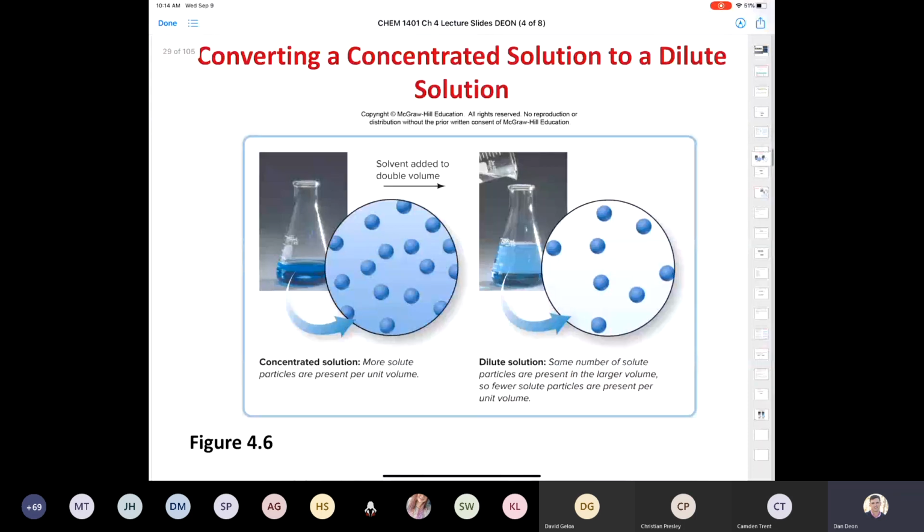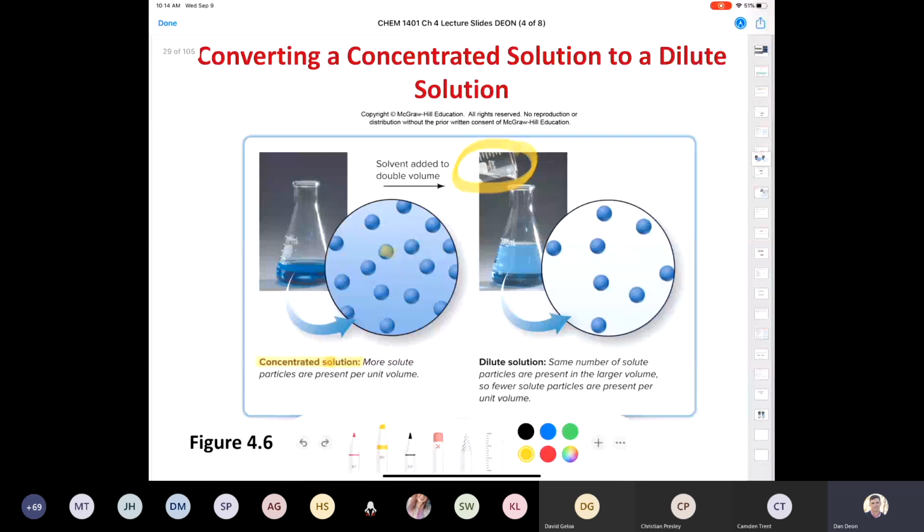What else can you do? It says here, converting a concentrated solution to a dilute solution. Here we have a concentrated solution on the left. You see you have some particles in there, and it's got kind of a dark blue color. Then what happens is you add some more solvent. You're not adding any more particles.